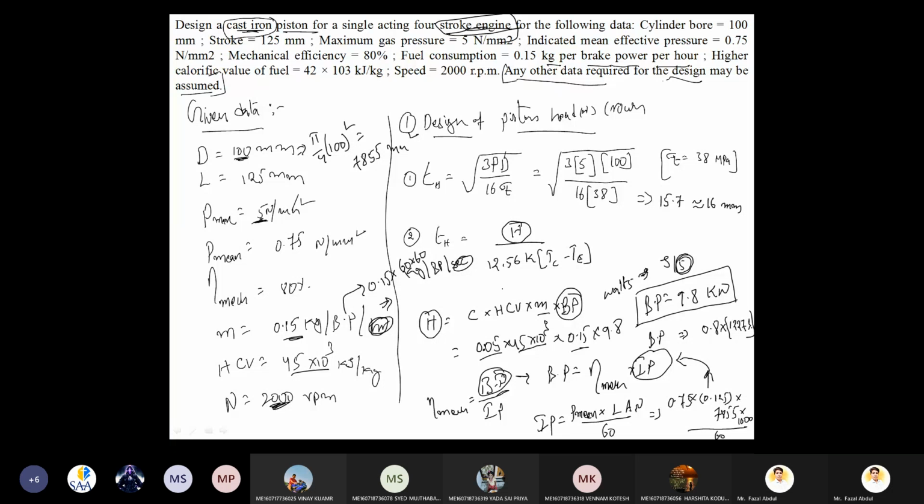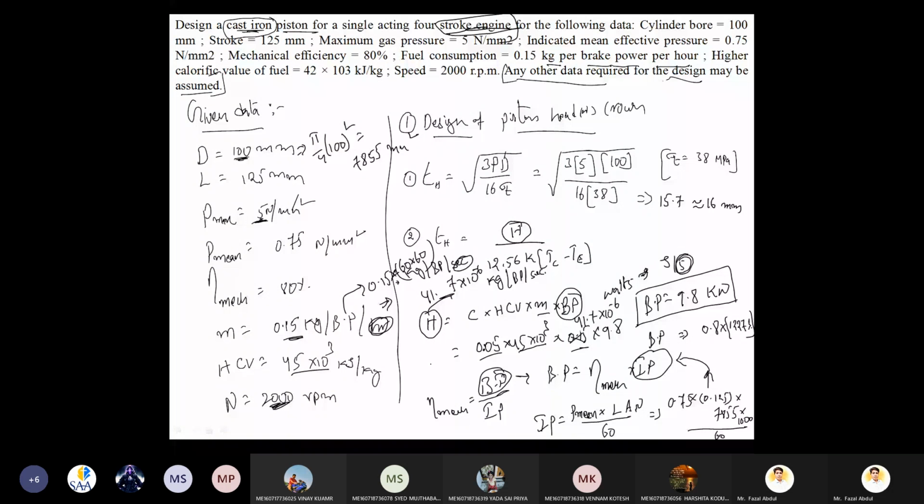Okay, this one is 60 into 60, not divided by 60 to 60. So then we'll get the answer 41.7 into 10 to the power of minus 6. So now it is in kg per brake power per second. So this value I am writing here, 41.7 into 10 to the power of minus 6. Okay. Now what is the h value? Substitute all the values. Tell me the value of h.